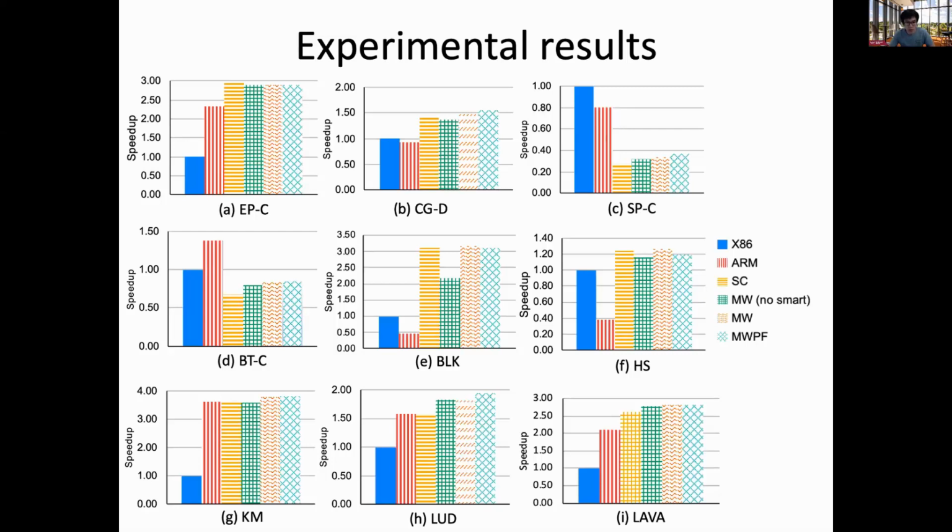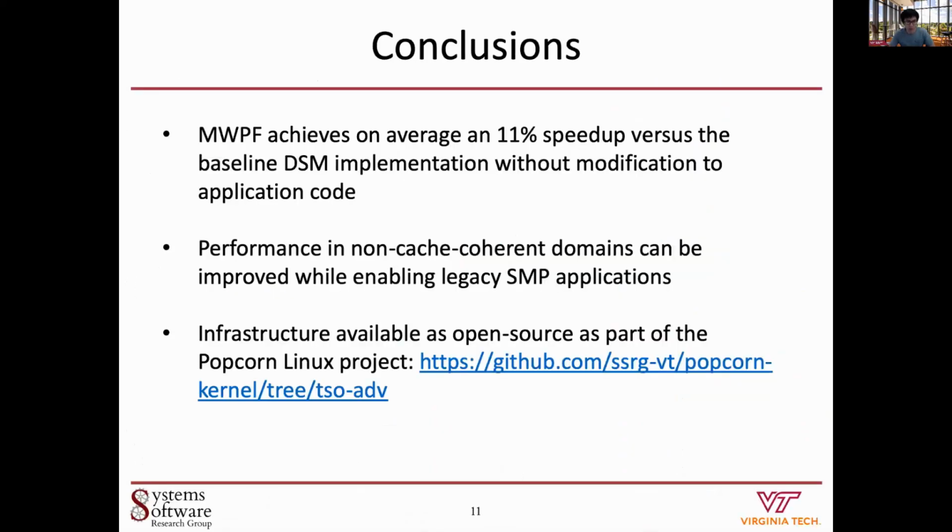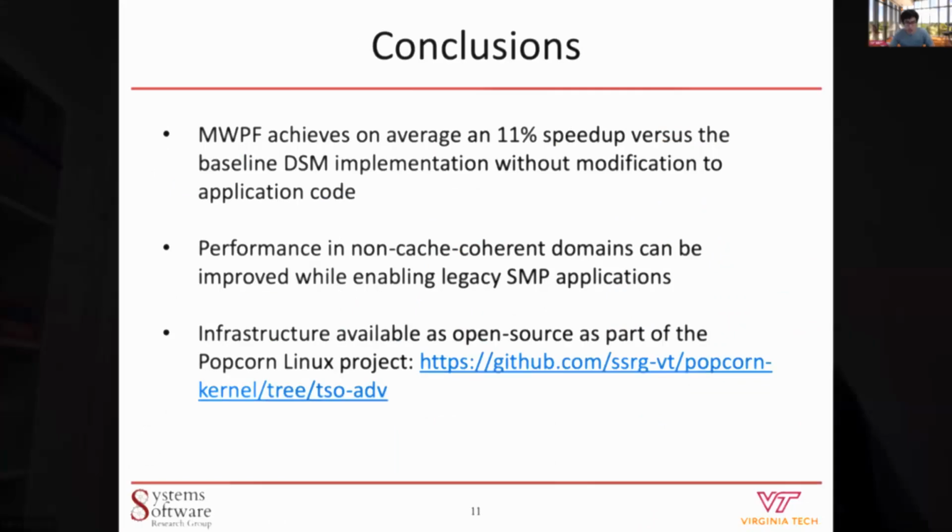Compared to the baseline SC, our MWPF's average speedup over 9 applications is 11% and up to 33% for SP. Additional results are in the paper. To conclude, MWPF achieves on average 11% speedup. It means we can improve performance in non-cache-coherent domains while enabling legacy SMP applications. Our code is open source and available on the Popcorn website.